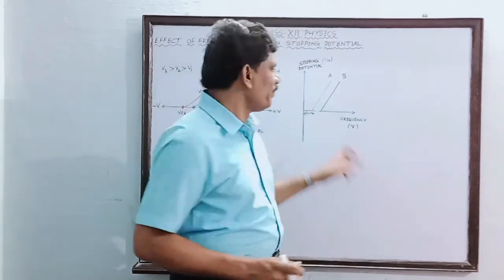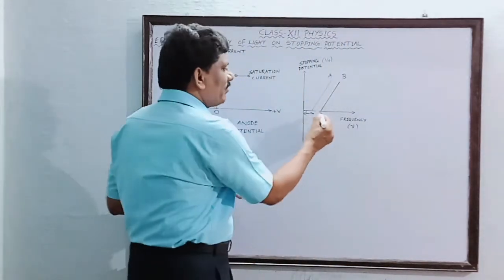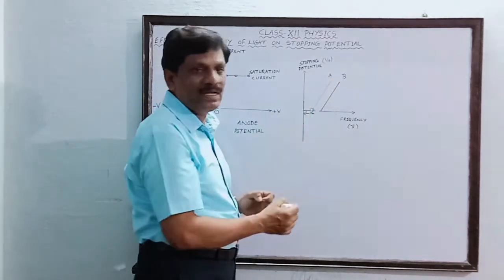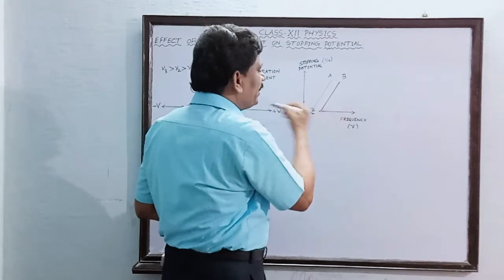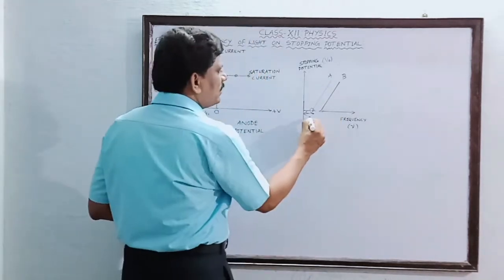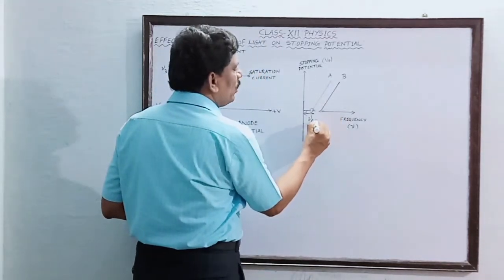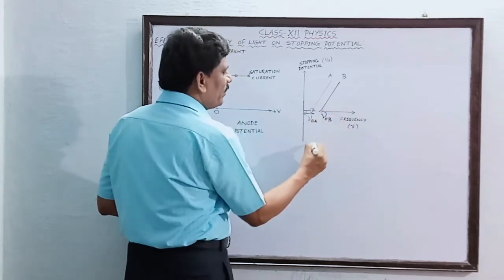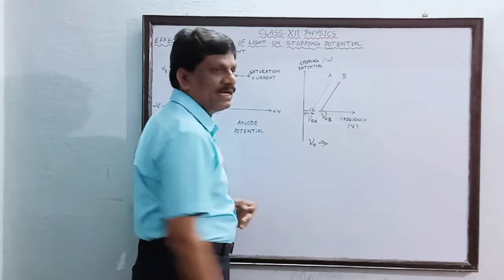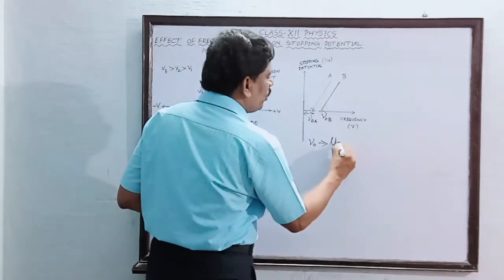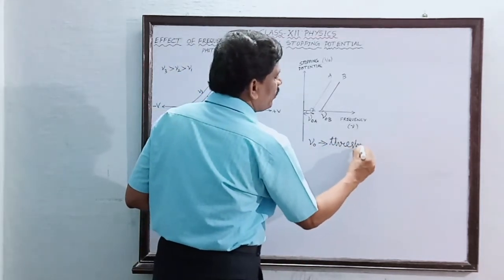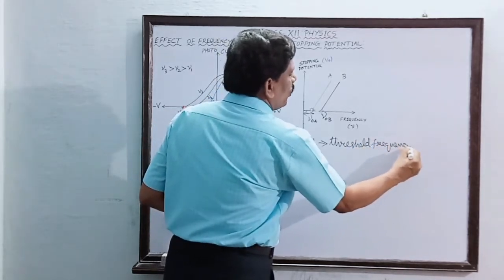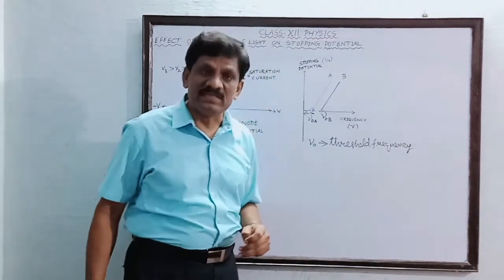Is it clearly visible for you? So in this frequency graph, the blue color graph is for one metal A and the red color graph is for another metal B. This is denoted as nu0 for A and this is denoted as nu0 for B, where nu0 is called the threshold frequency. Okay, threshold frequency. So what do you mean by threshold frequency?